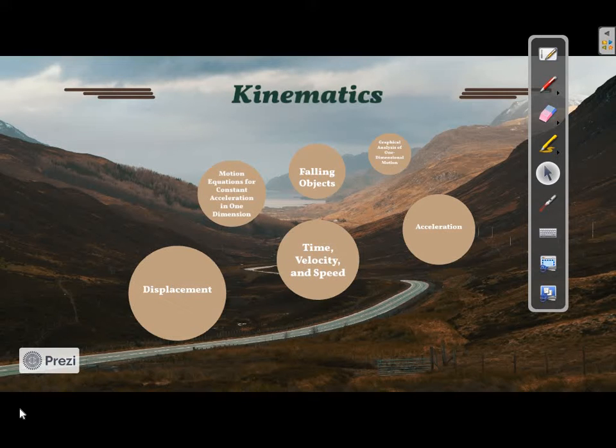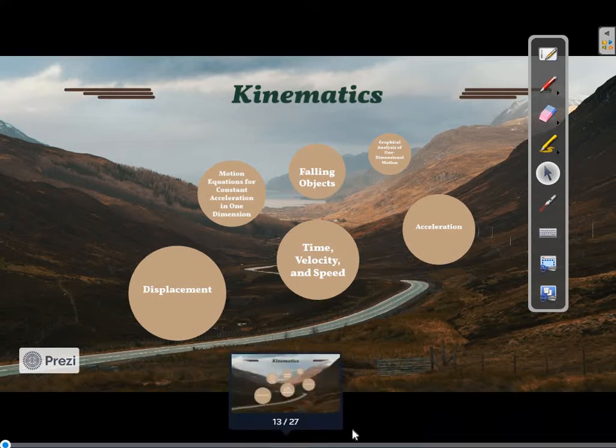The first unit of physics is going to be kinematics. And what is kinematics? Well, kinematics is the branch of physics that is concerned with movement. What causes that movement? Well, it doesn't matter here. We are only going to study that movement. There are 6 topics in this unit, and the first one is displacement. So let's focus on that one.